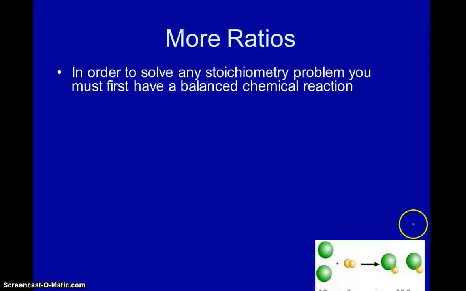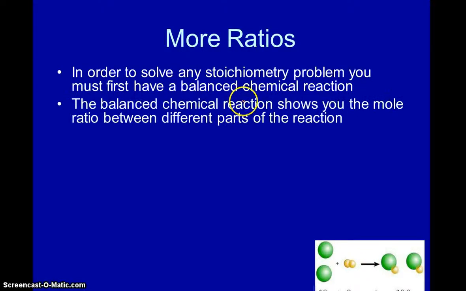In order, again, to solve any stoichiometry problem that we're going to do, you have to start from a balanced chemical reaction. You cannot just simply start from a skeleton equation, because the skeleton equation, remember, violates the law of conservation of mass or matter. It would create or destroy. We can't do that. A balanced reaction, remember, is going to give you the mole ratio.